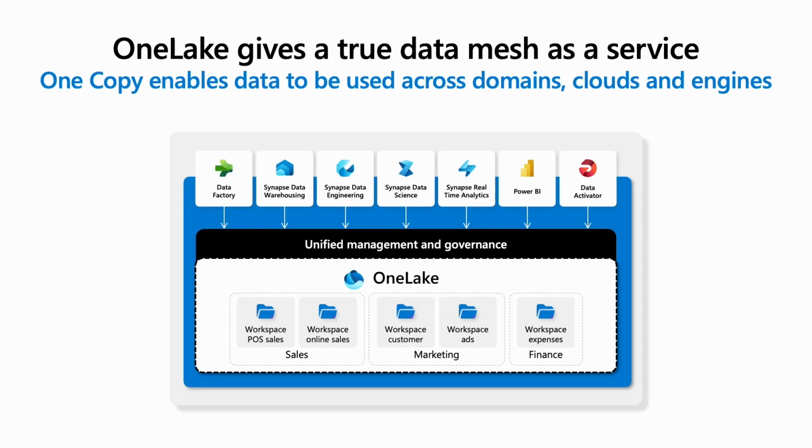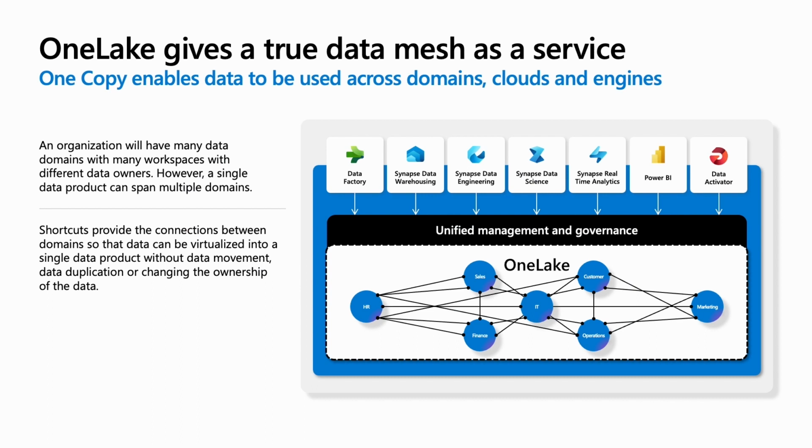Let's go back and look at our different domains in OneLake. A large organization will typically have lots of data domains with different data owners. If we zoom out, we can see all these domains in OneLake. To get a 360-degree view of your business, a single data item will need to span multiple domains. It is shortcuts that provide the connections between domains so that data can be virtualized into a single data product without data movement, data duplication, or changing the ownership of the data. Let's zoom back in and look at how.